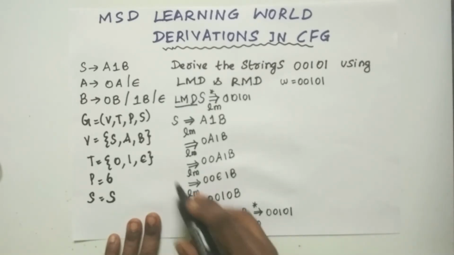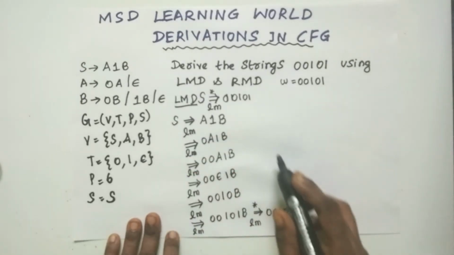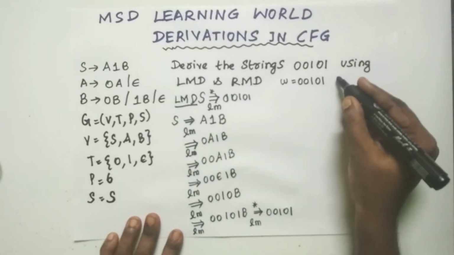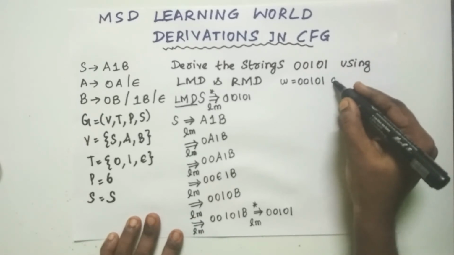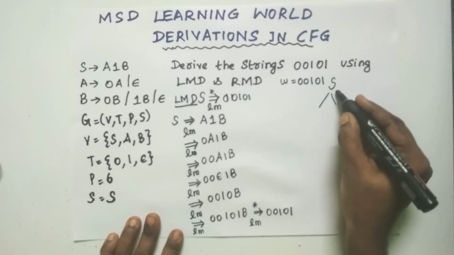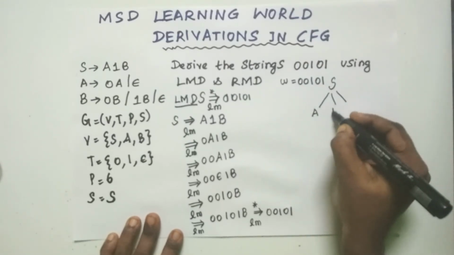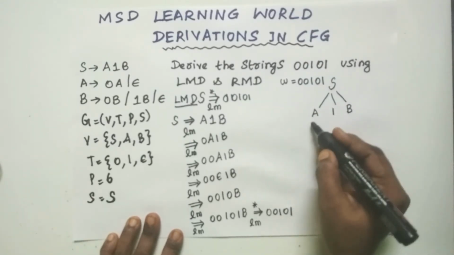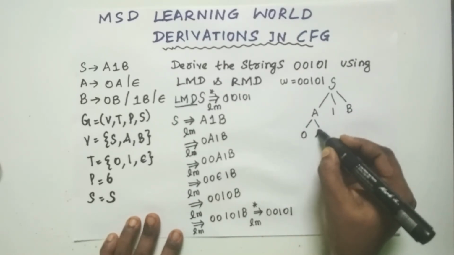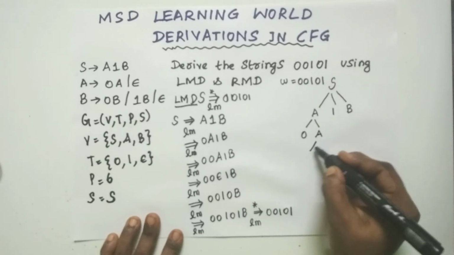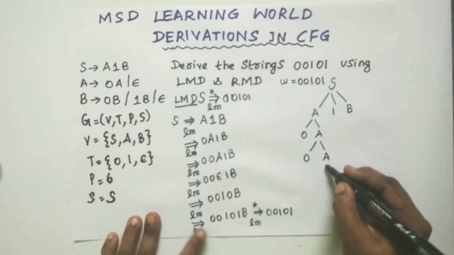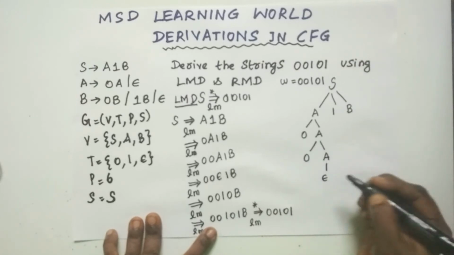So now how can we represent this in a parse tree? When you are creating a parse tree, you must start deriving the parse tree from the starting symbol of the grammar. For the starting symbol, you have first done A, 1, B. Then you have started deriving for A. A you have represented 0, capital A. Then for next A, you represented 0 with capital A. Then for this A, you have represented epsilon.